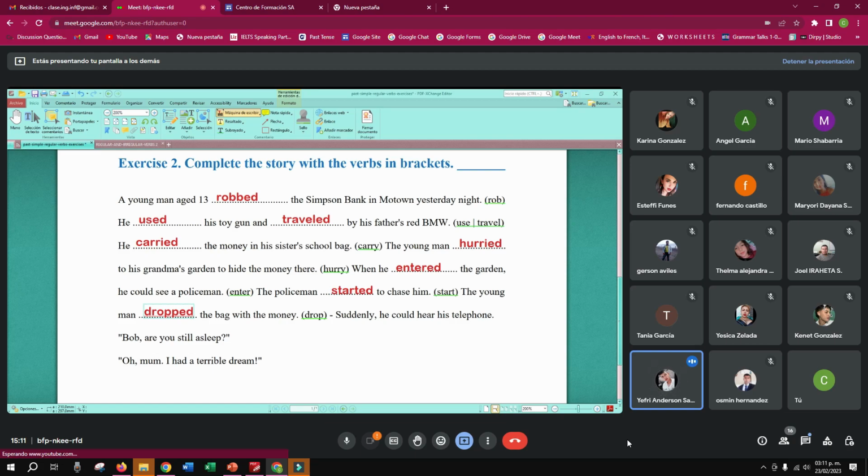His toy gun and travel... his father's red BMW. Yes, teacher. Okay, continue.